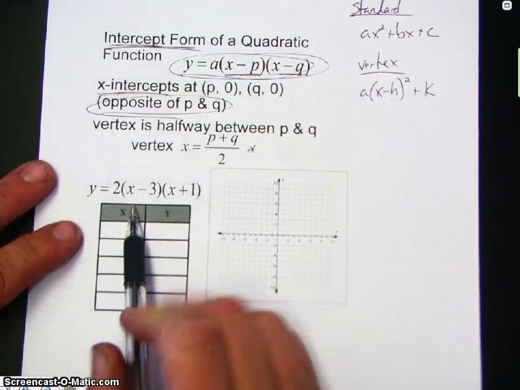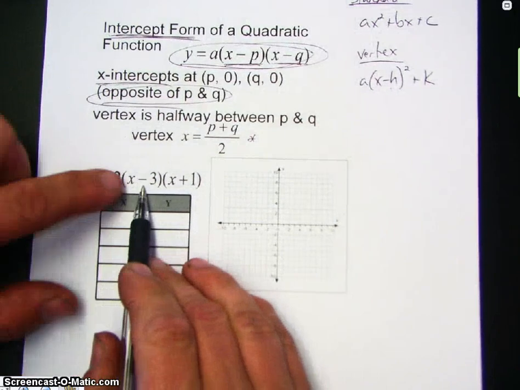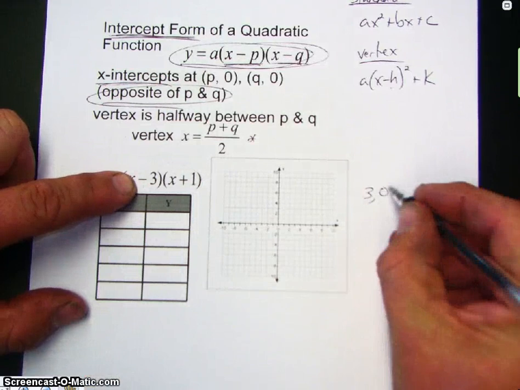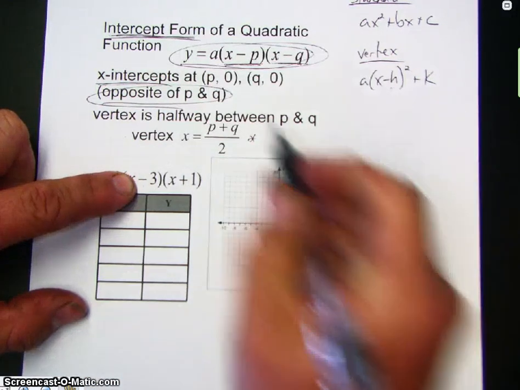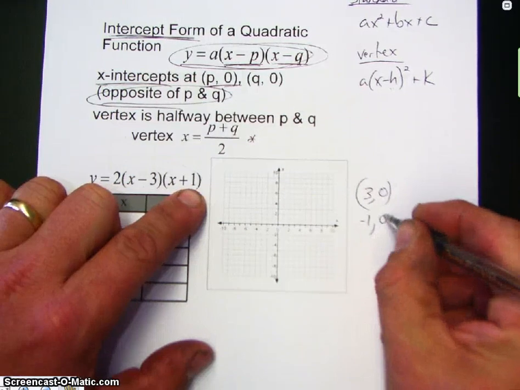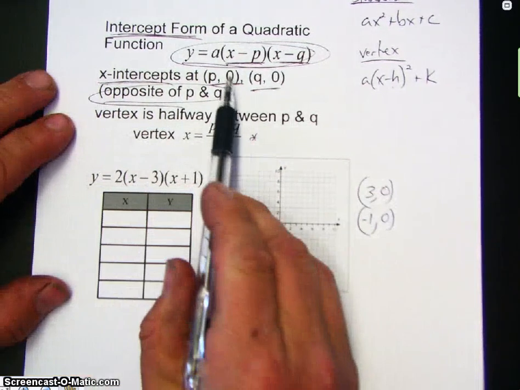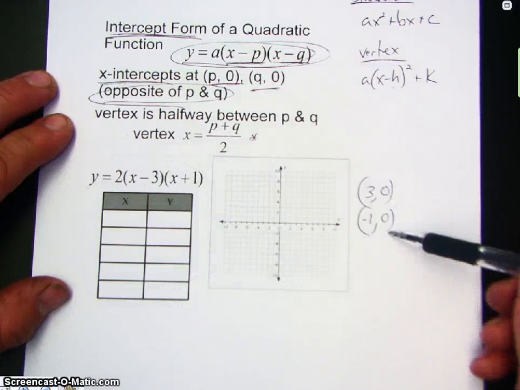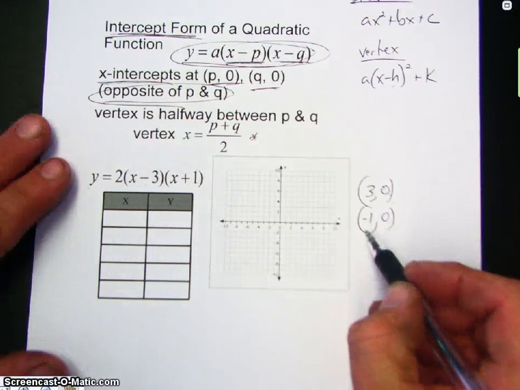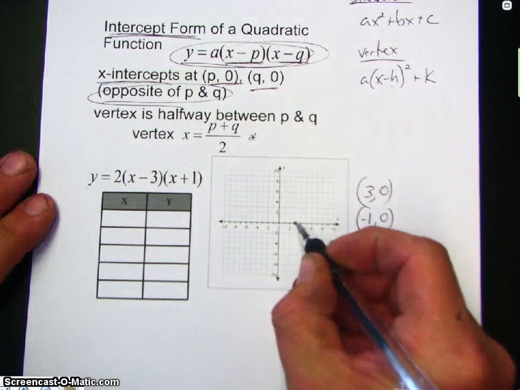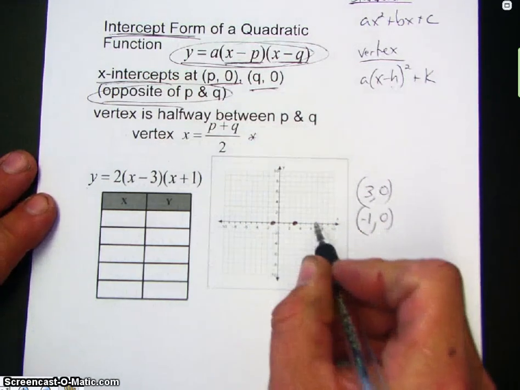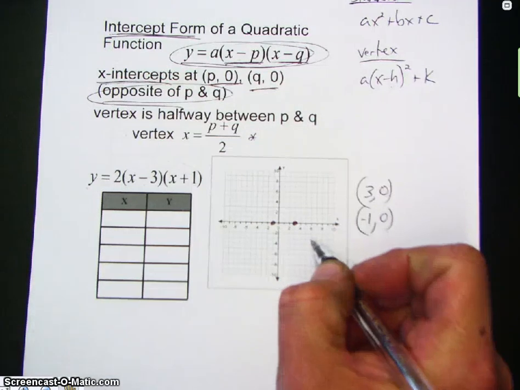This is x-intercept form. So that means I have the opposite of -3, which is 3, and you put 0 because it's x-intercept form. Then the opposite of 1 is -1, and you put 0. So there's my other one. Because they both have zeros, these will always be zeros, and these will be opposites of what's inside. So here are my two x-intercepts: 3, 0 and -1, 0. They should be on the x-axis because they are x-intercepts.